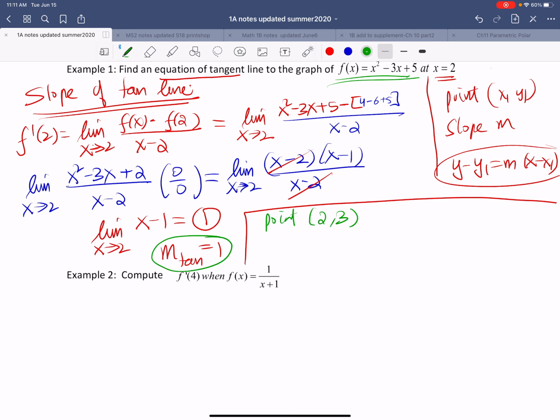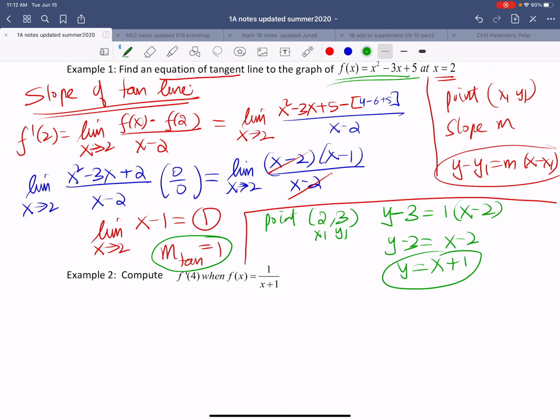Okay, and we already know the slope of the tangent line. So let's plug them into point slope form. This is my x1, y1: y minus y1 equals m times x minus x1. So y minus 3 is equal to x minus 2, y is equal to x minus 2 plus 3, y is equal to x plus 1, and that is my equation of the tangent line. That's what we were looking for. Sometimes the problem might only ask you to find the slope of the tangent line, so you would just stop there, but in this case, we were looking for the equation of the tangent line, so we finished all the way.